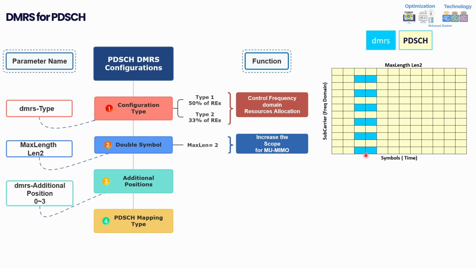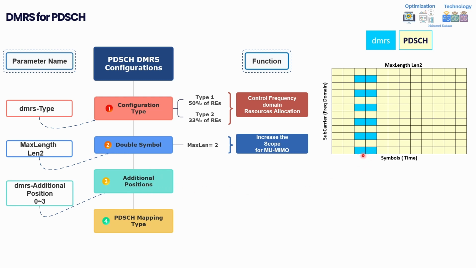And for sure, this is also increasing the overhead, and this is one of the drawbacks. Increasing the overhead can impact your maximum user speed, because at the end this is occupying resources. Instead of using PDSCH, you'll be using them for the DMRS.